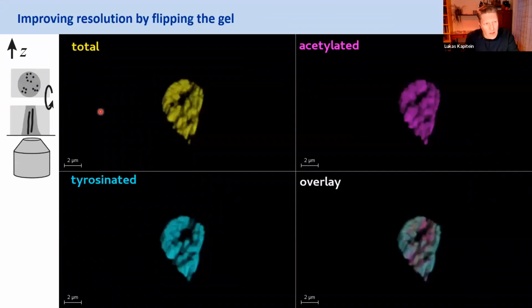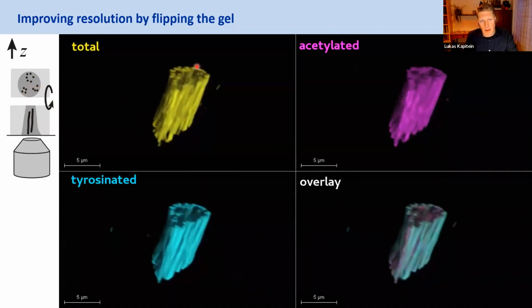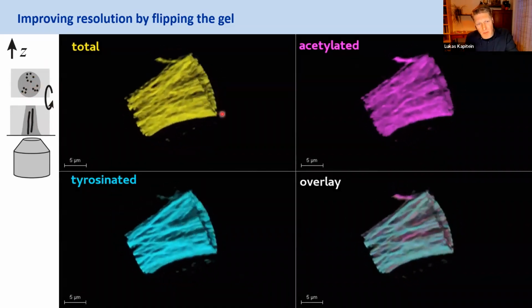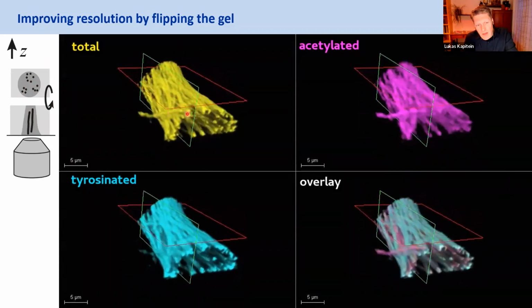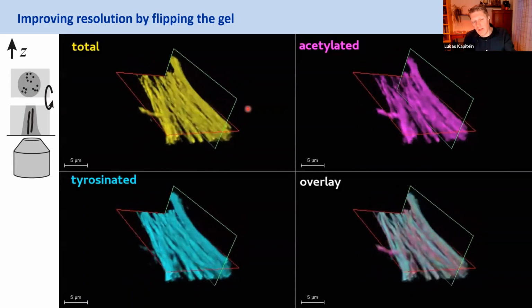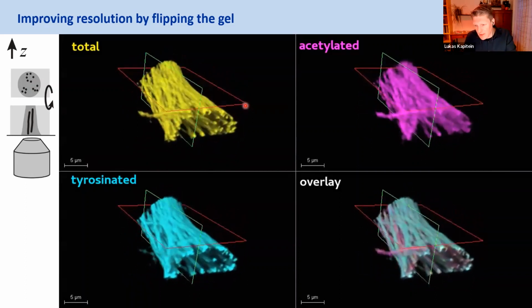So the resolution of a light microscope is of course best in the XY direction, whereas we are interested in the cross-section of a dendrite. So what we can do with these gels, after swelling, we can cut them, flip them, and we can image them then with the highest resolution in the plane of interest, which is then the cross-section. And we can really start to see individual microtubules within these very dense dendrites.